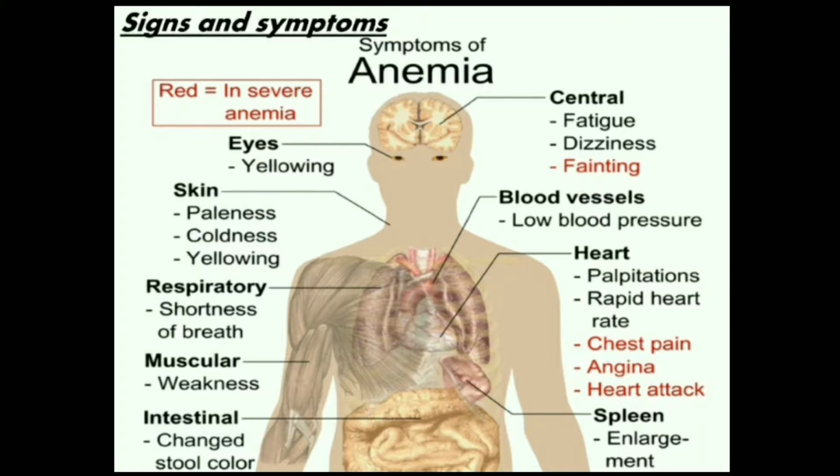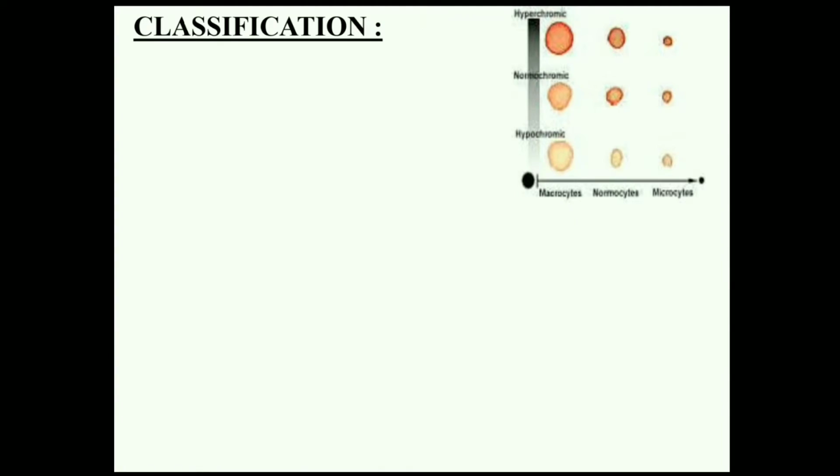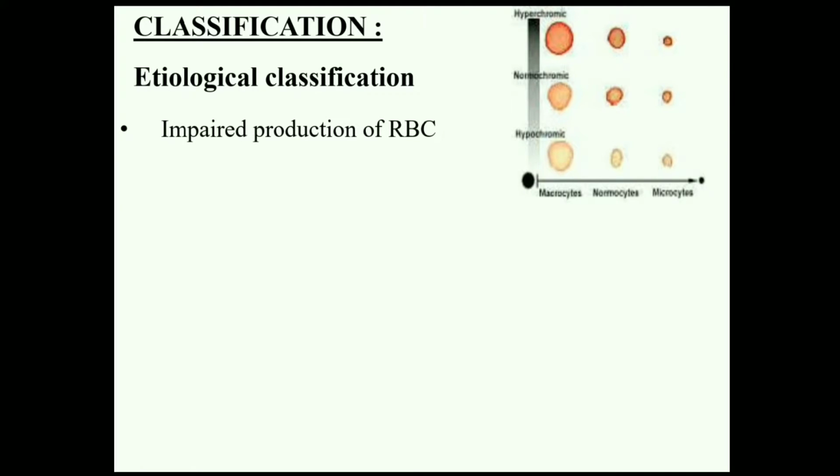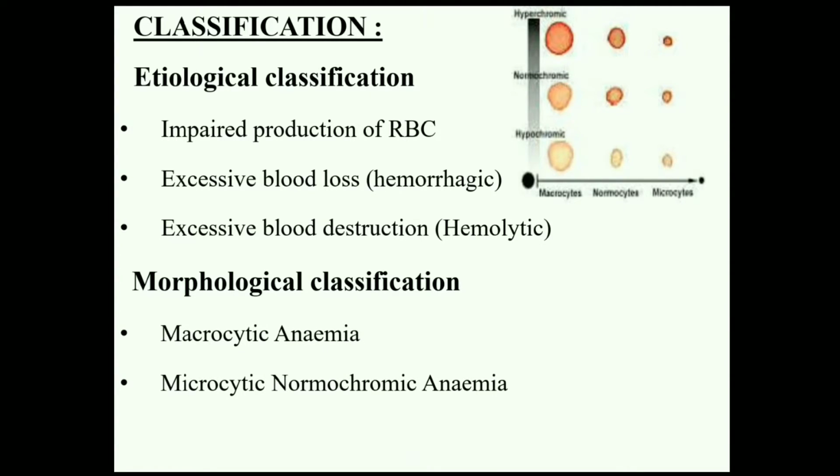Some common symptoms include irritability, fatigue, weakness, dizziness, palpitations, infection, and lack of concentration. Classification of anemia. Anemia is classified into two categories, that is, etiological classification and morphological classification. Etiological classification, where we classify anemia due to cause. The causes are impaired production of RBC, excessive blood loss, that is hemorrhage, and excessive blood destruction. In morphological classification of anemia, we have macrocytic anemia, microcytic normochromic anemia, and normocytic normochromic anemia.